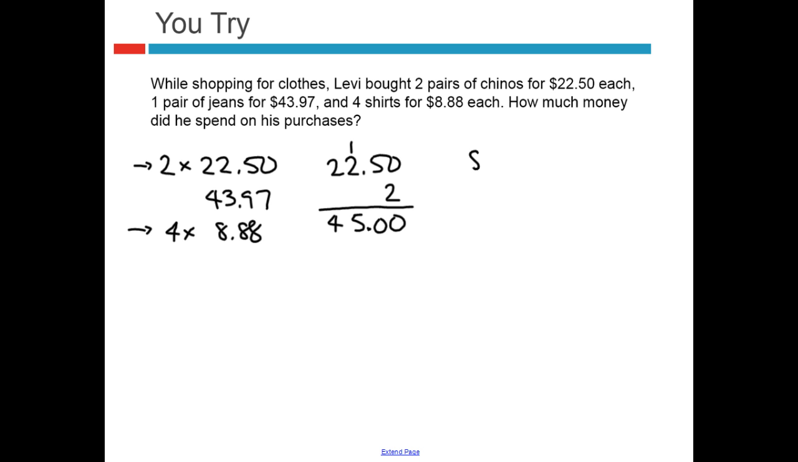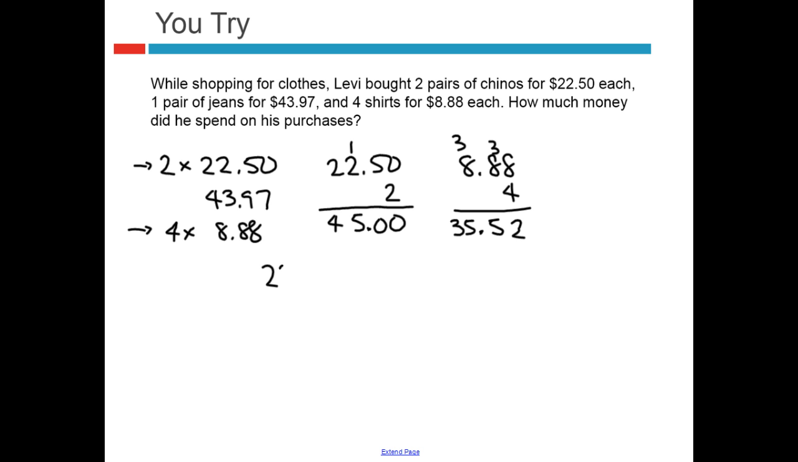Then $8.88 times 4. Sorry about that. $8.88 times 4. 8 times 4 is 32 plus 3 more is 35. So that will be $35.52. And then we would add the $43.97.